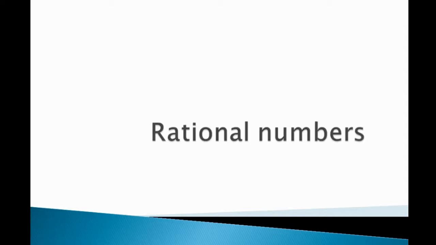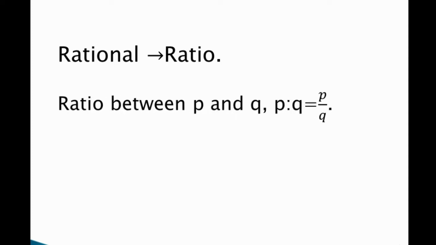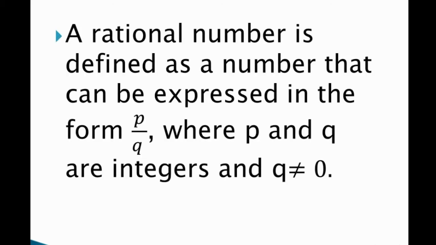Welcome to this video. In this video we will discuss rational numbers. The word rational arises from the term ratio. The ratio of two integers p and q can be written in the form p by q. This is the form in which rational numbers are expressed. Thus, a rational number is defined as a number that can be expressed in the form p by q, where p and q are integers and q not equal to 0.